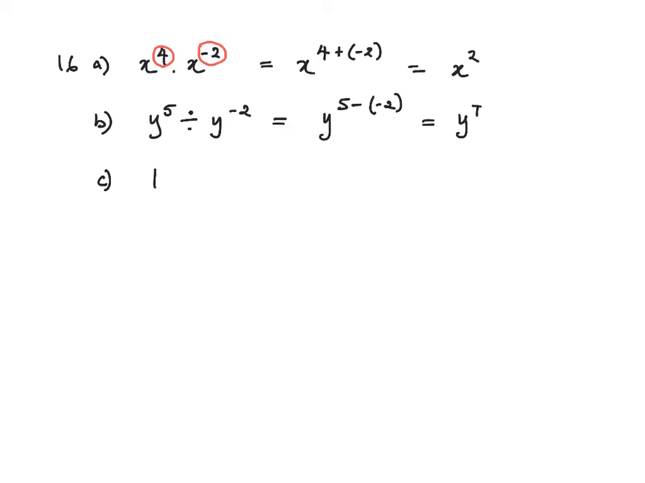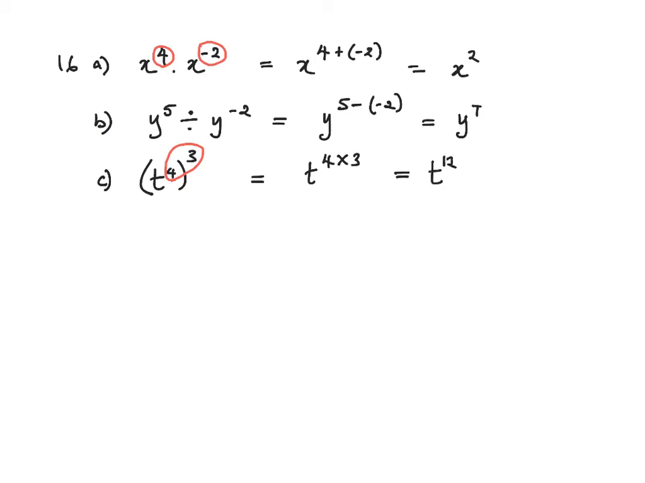T to the power of 4, all cubed. Now in this instance, when we have a power raised to a power, we multiply the two indices. So it's t to the power of 4 times 3, and that's t to the power of 12.